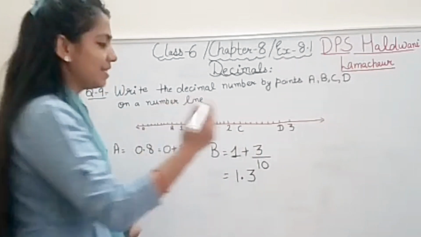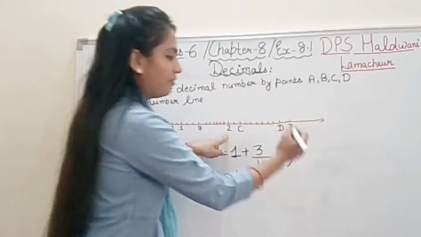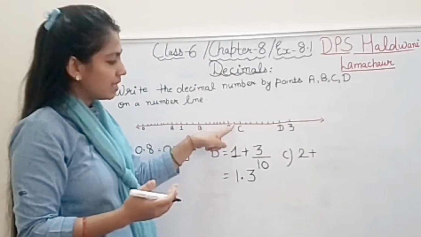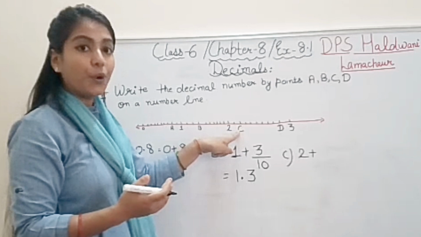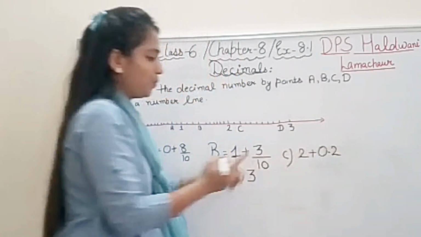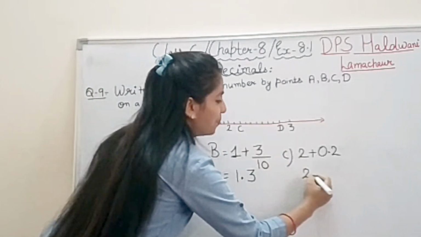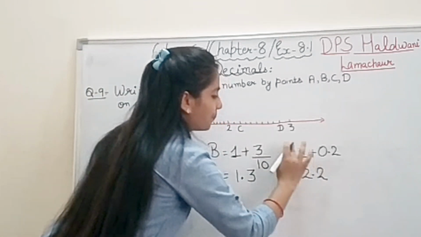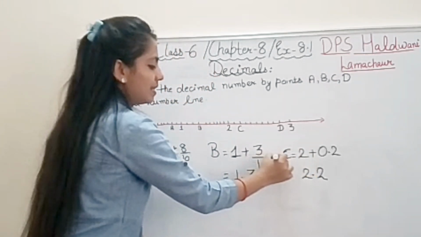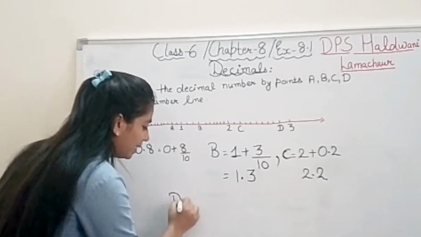Right? Now for C, student, see here is 2. After 2 you move forward how much? 2.1, 2.2. It means 0.2 you can write, or 2 by 10 you can write, your choice. So the answer is 2.2. C point is at 2.2. Right? Now the last is D point.